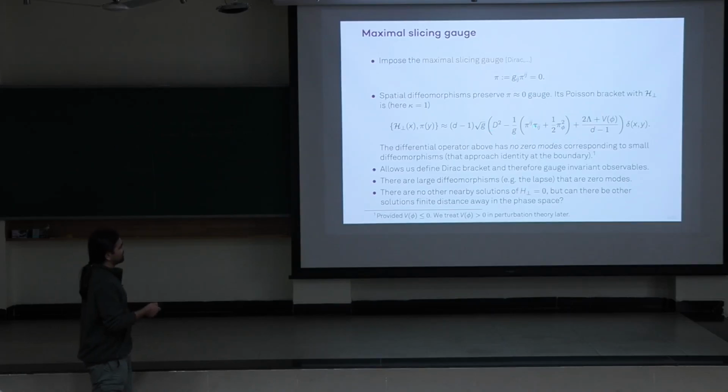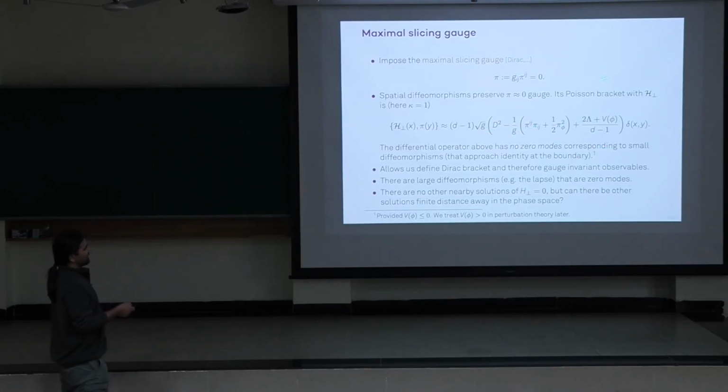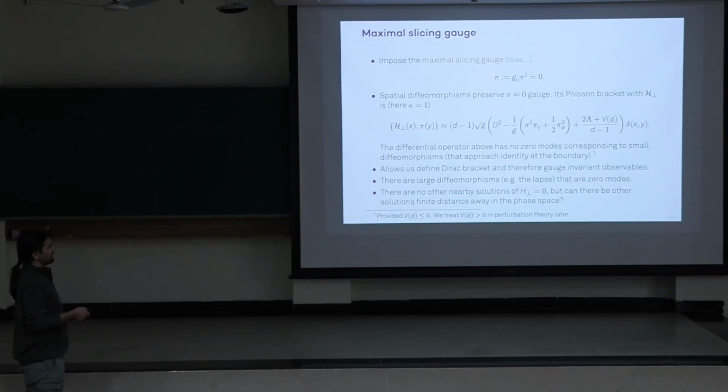This is a differential operator. And I'll be working in asymptotically AdS spacetimes. Lambda is less than zero, and if the potential of the scalar field is negative, then this entire operator is negative definite. So the differential operator above has no zero modes corresponding to small diffeomorphisms, which means you can invert it and define a Dirac bracket and so on. Now there are large diffeomorphisms which are zero modes. The lapse is an example. It actually satisfies this, with the operator acting on the lapse equal to 0.